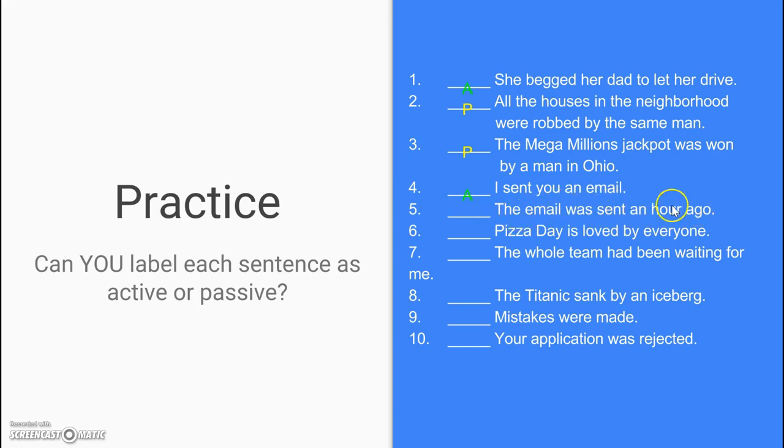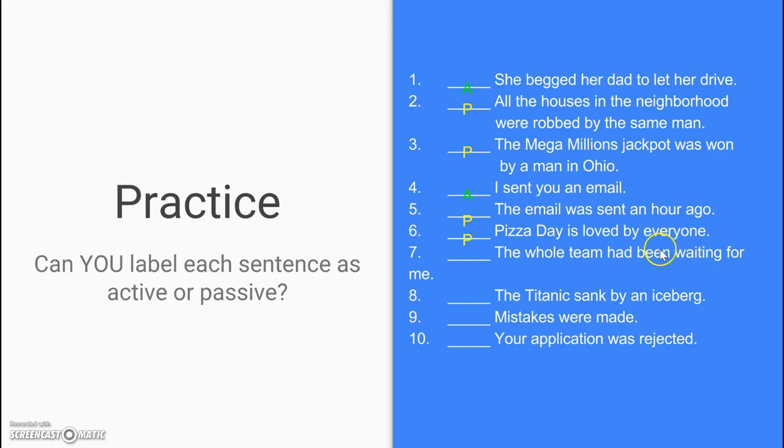Number 5, "The email was sent an hour ago." Number 5 is a trick question. It doesn't have a subject. It doesn't say who is doing the sending. It's passive. Number 6, "Pizza Day is loved by everyone." In other words, everyone loves Pizza Day. Number 6 is passive.